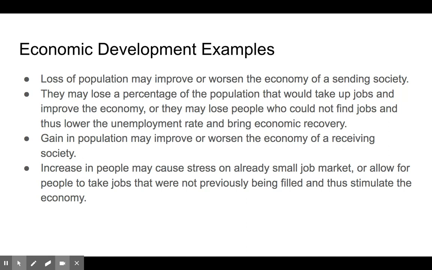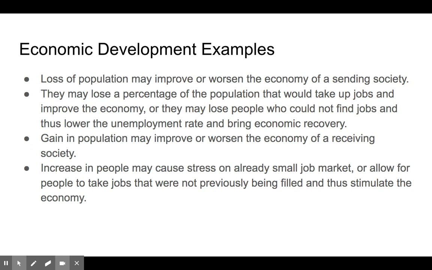Then you had to think about economic development and the examples. Here's just a general example. The loss of population may improve or worsen the economy of a sending society, as that sending society is losing a segment of their population. They may lose that segment that would take up jobs and improve the economy, or they may lose people who could not find jobs and thus lower the unemployment rate and bring economic recovery.